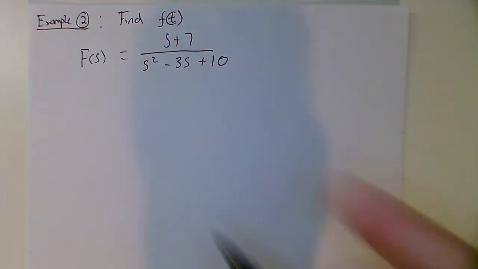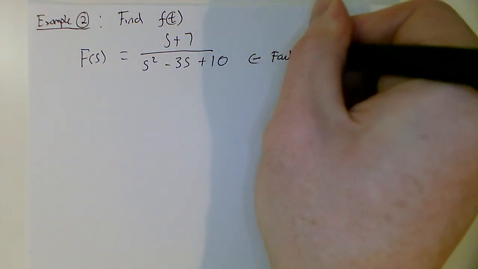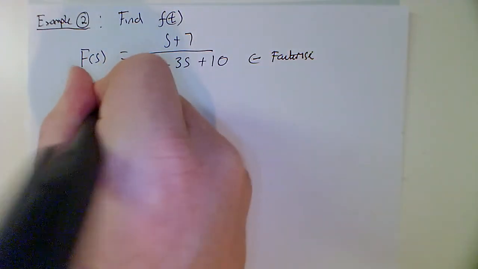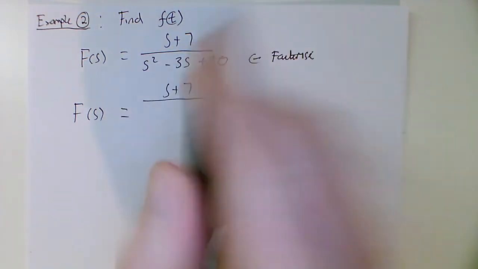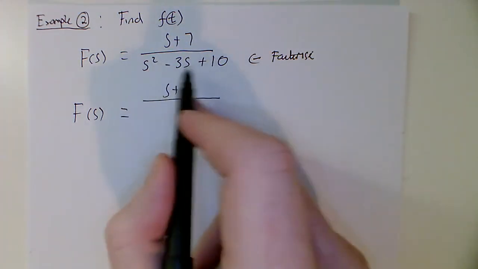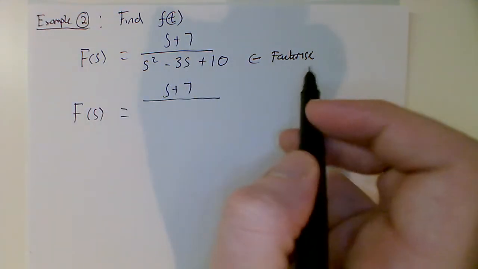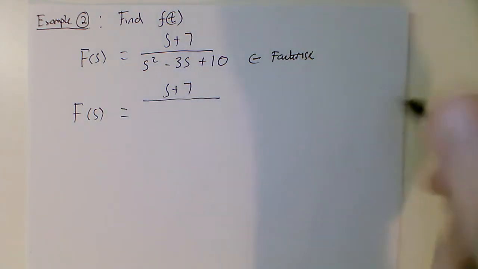Right. So first thing we want to do is try and factorise the bottom. Because I know that as soon as you've got 3 terms on the bottom of a Laplace transform, you need to do factorising or completing the square or something. So I always try factorising first.